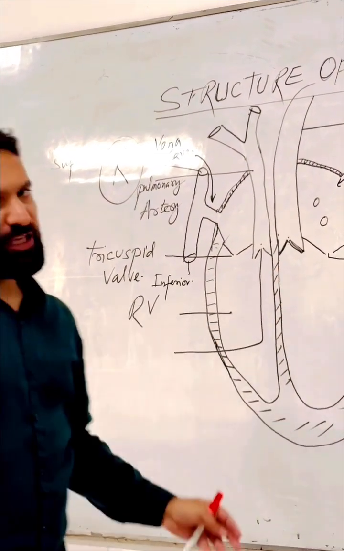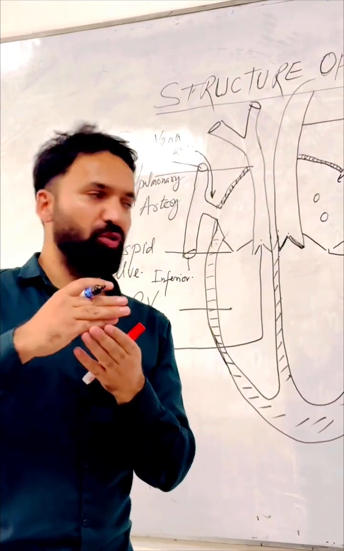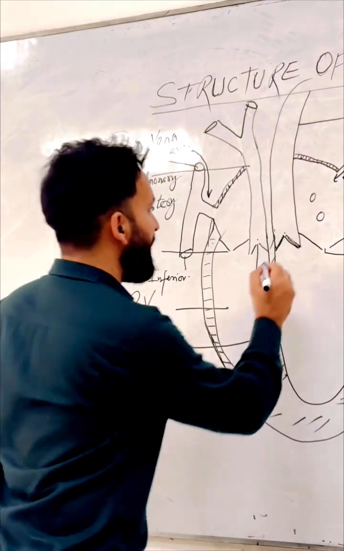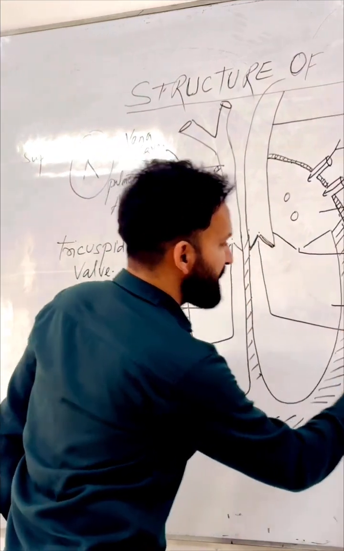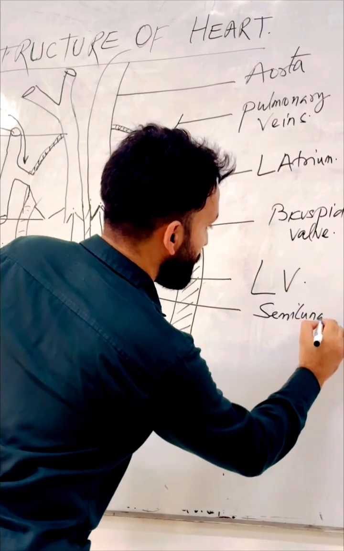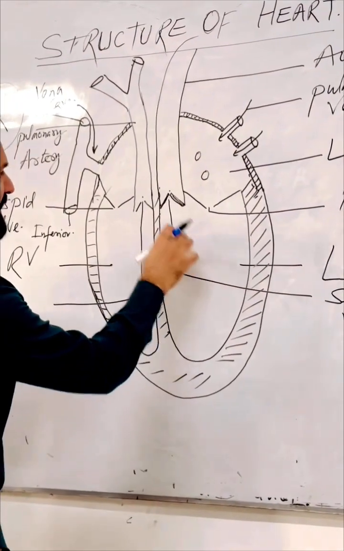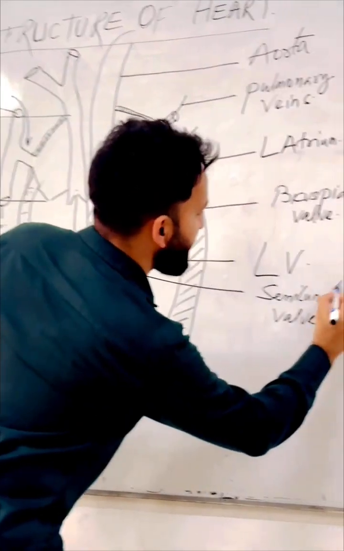ventricles. These valves, they look like half of the moon, right? They look like half of the moon, a crescent. That's why we call these valves semi-lunar valves. So this is a semi-lunar valve. And because it is present between the left ventricle and the aorta, we sometimes call this the aortic semi-lunar valve.